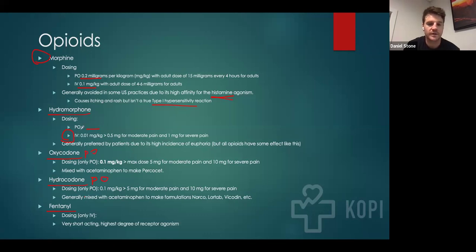Hydromorphone can be used with both, but it's pretty rare to use with PO. It's used mostly for transplant patients who have significant severe pain. Fentanyl can also be given intradermally, not subcutaneously, intradermally. They make it in a patch, but it's very short acting and it's usually best for acute pain.